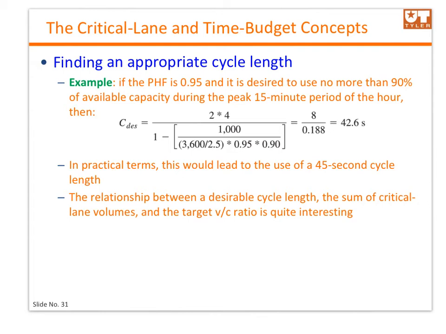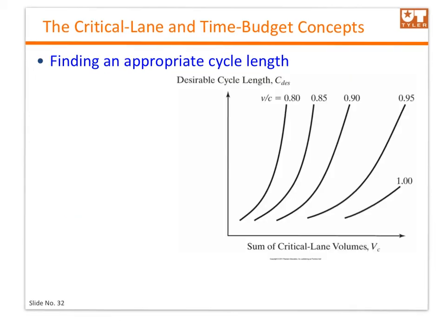In practical terms, this solution would lead us to the use of a 45-second cycle length. And it would be interesting to look at this equation and see what happens if we keep changing the capacity ratio, to see the impact of this ratio on the desirable cycle length. The relationship between the desirable cycle length, the sum of critical lane volumes, and the target V over C will be quite interesting to take a look at in the next slide.